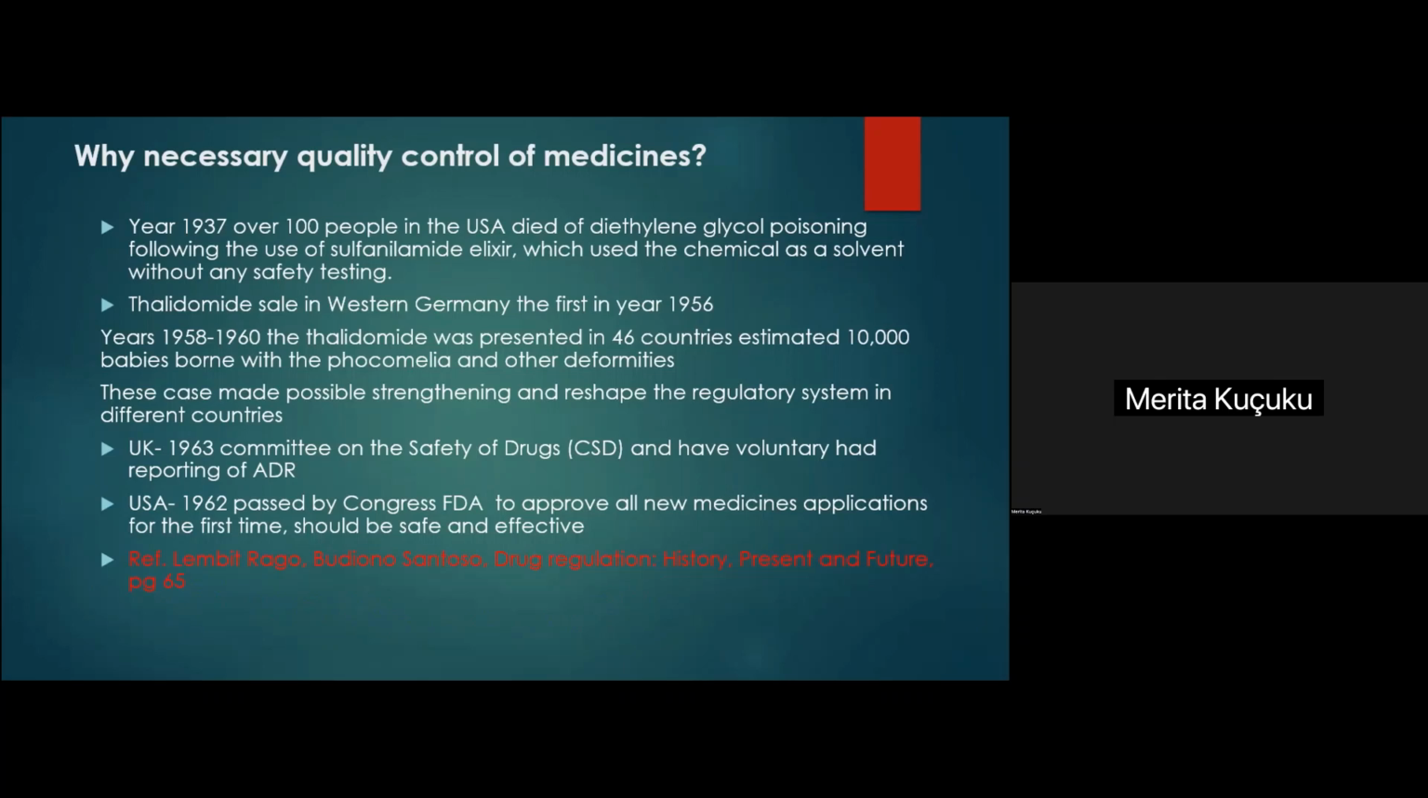In 1937, over 100 people in the United States of America died of diethylene glycol poisoning following the use of sulfanilamide elixir, which used the chemical as a solvent without any safety testing.